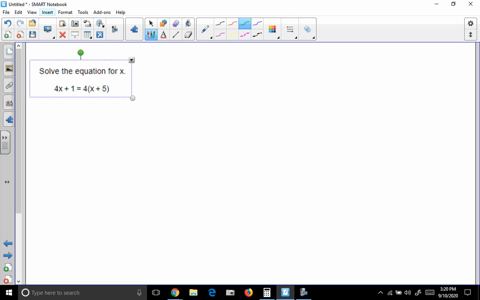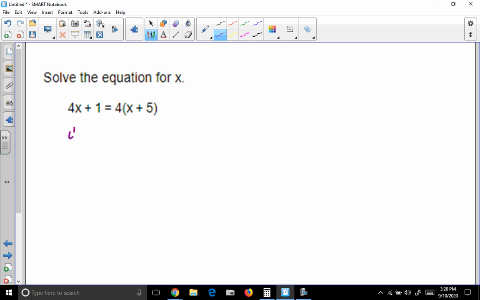So let's take a look at another one. So if we distribute on the right side, we don't have any fractions to clear, so we want to clear parentheses. So 4 times x is 4x. 4 times 5 is 20. Notice these are never going to be true at the same time. 4x plus 1 and 4x plus 20 can't possibly be the same.